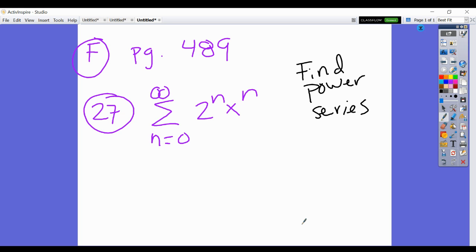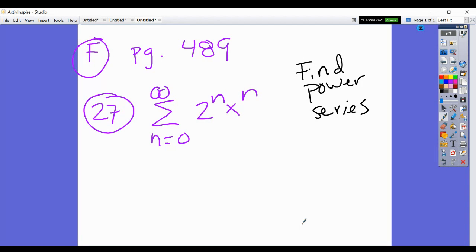We have another problem. We're still working in Finney on page 489. We're going to take the work that we did prior and apply it to find a power series, so we can see how everything comes full circle now. Problem 27 wants us to work based off exercise 21, which you already worked in the previous video.